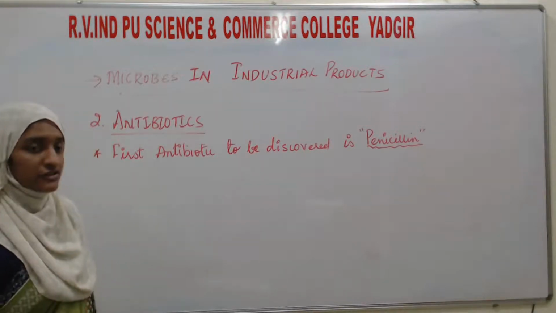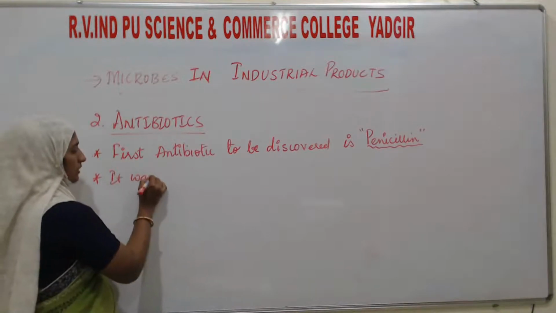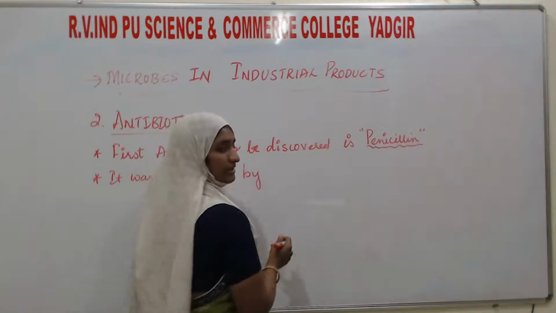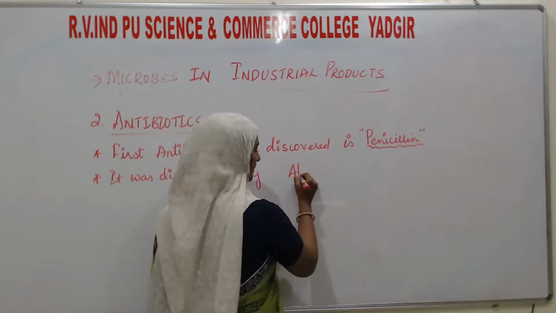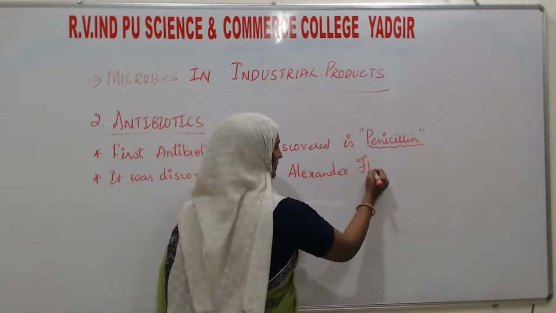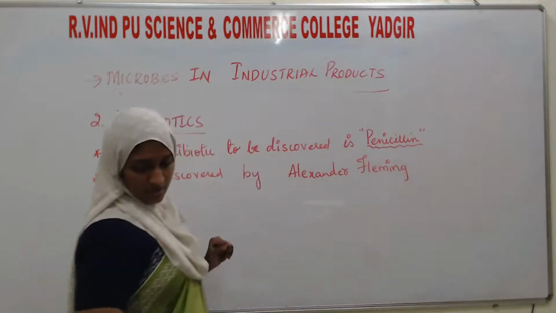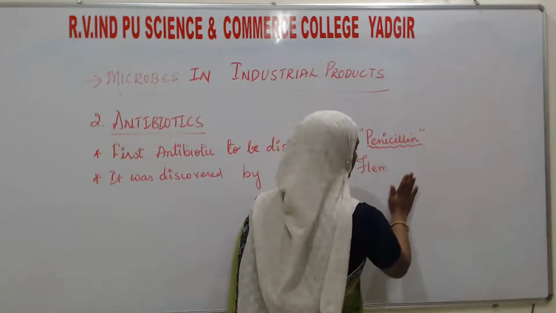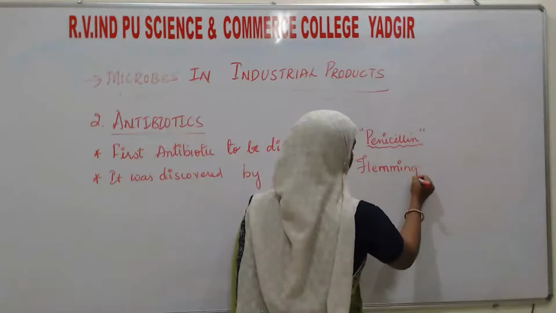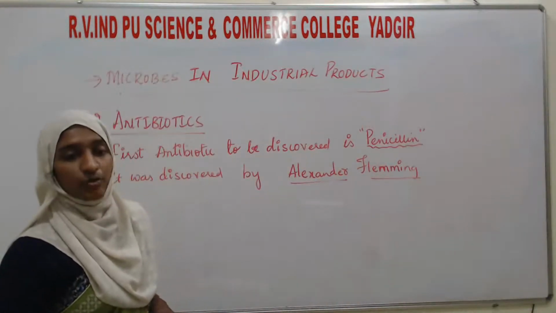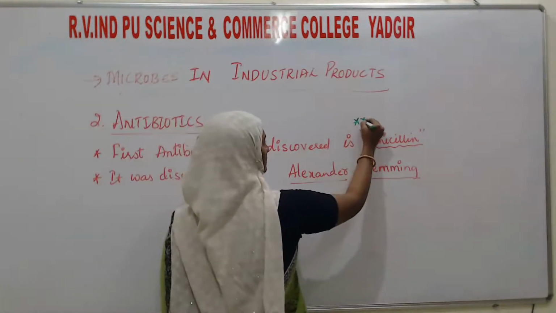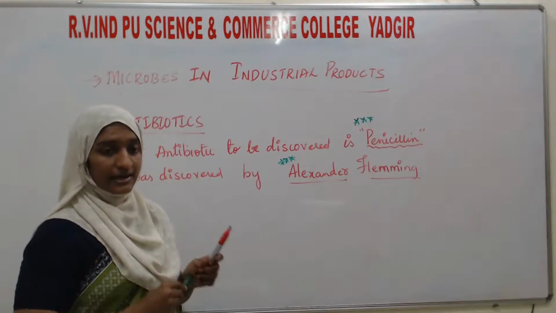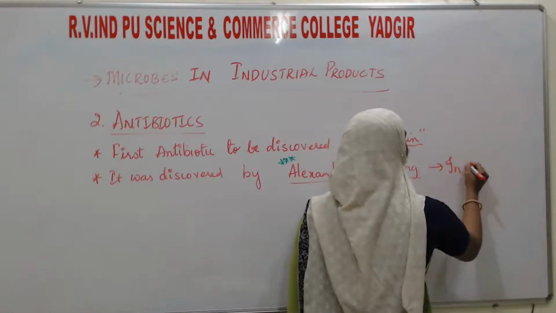Who discovered it? It was first discovered by a scientist whose name is Alexander Fleming. Okay, what is the name? Alexander Fleming. Who is the person? This is a very important question for your exam. Which is the first antibiotic and who discovered it? Okay, penicillin is the first antibiotic. Who discovered it? That is Alexander Fleming, in the year 1928.